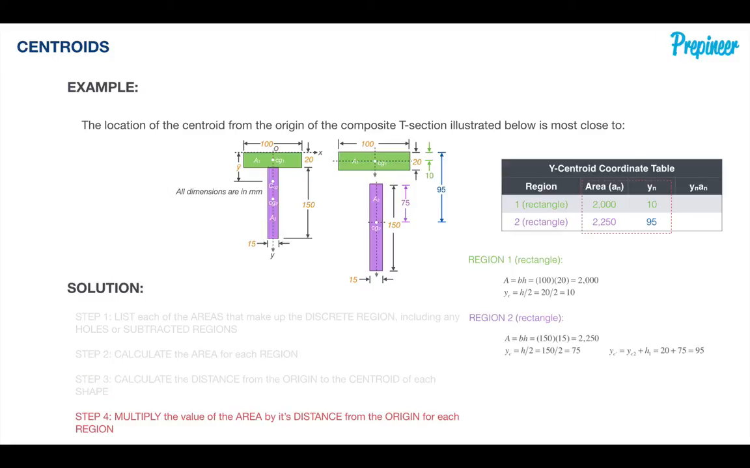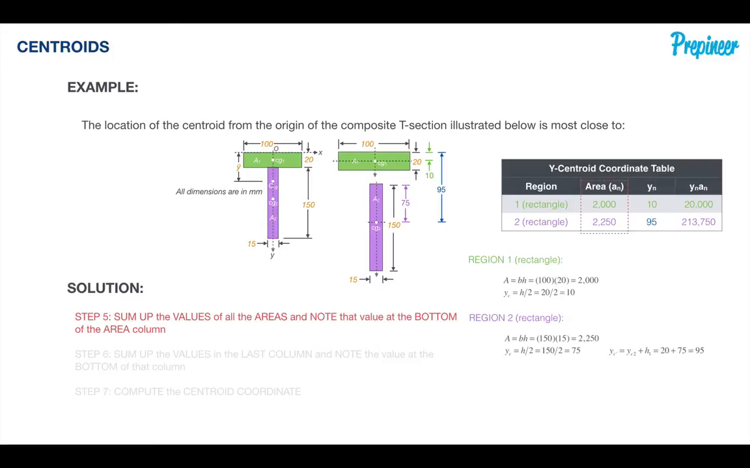Now moving on to step 4, for each individual region, we now need to take our second column, the area. We have to multiply it by our third column, which is the distance from the origin, and plug this product into our final column in the coordinate table. So we multiply 2,000 times 10, as well as 2,250 times 95, and those are the values we get right there in our very last column.